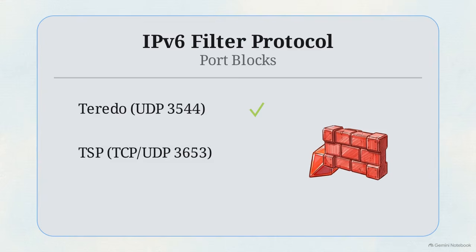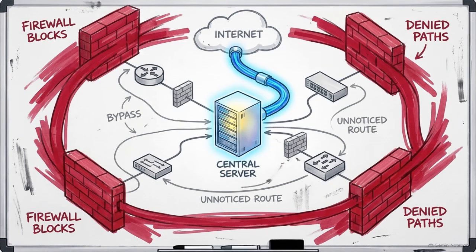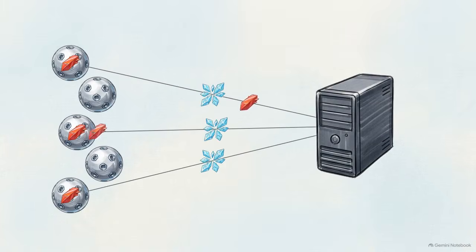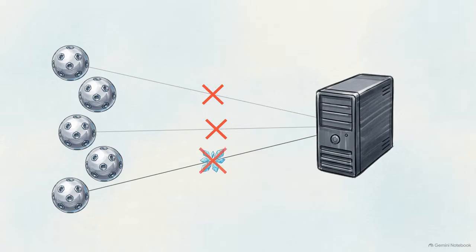To stop the tunnel broker protocol, block TCP and UDP on port 3653. Finally, for AYIYA tunnels, block TCP and UDP on port 5072. The catch-all rules cast a wide net, and these granular port blocks seal the remaining evasive gaps in your perimeter defense.